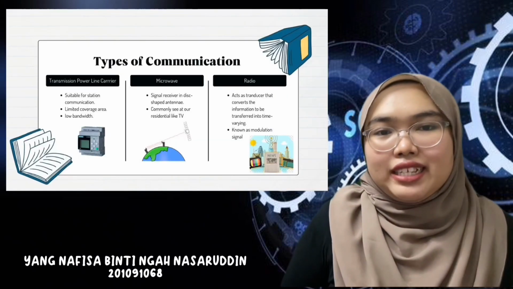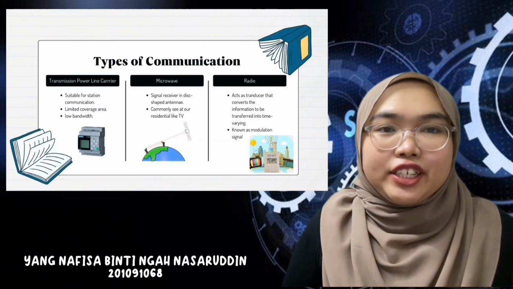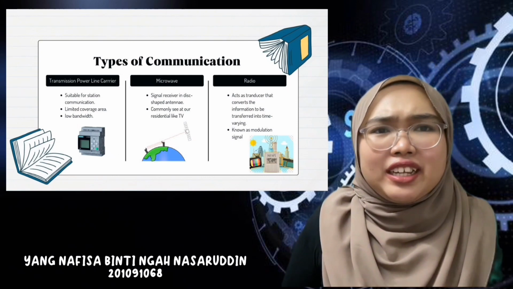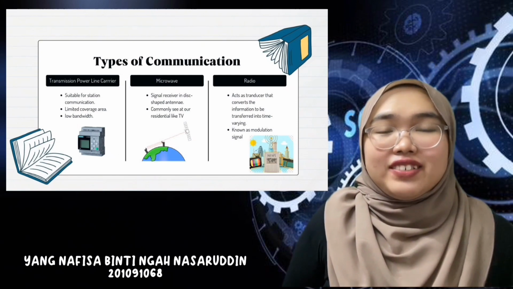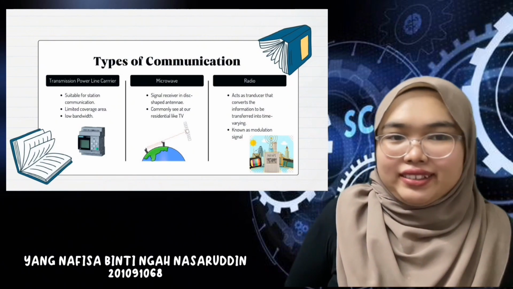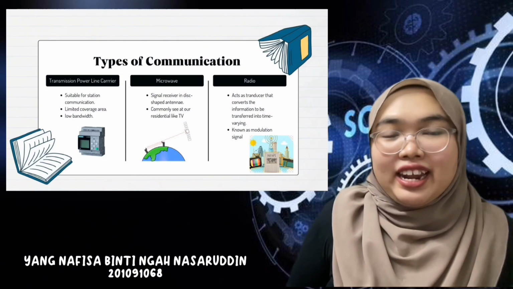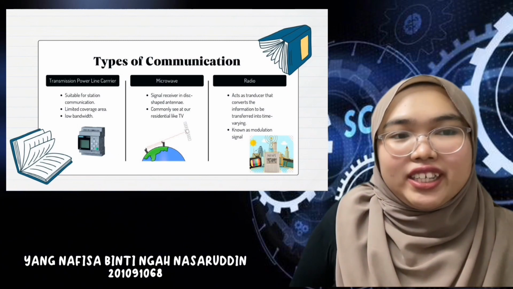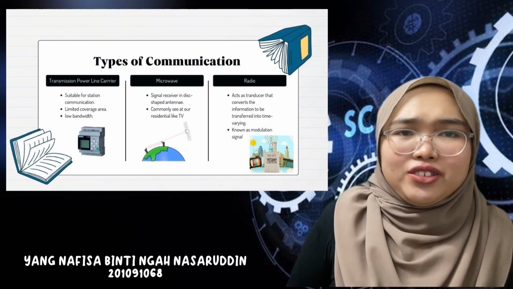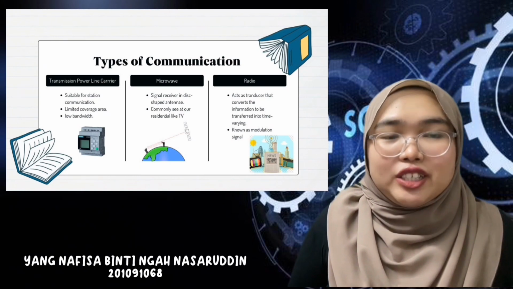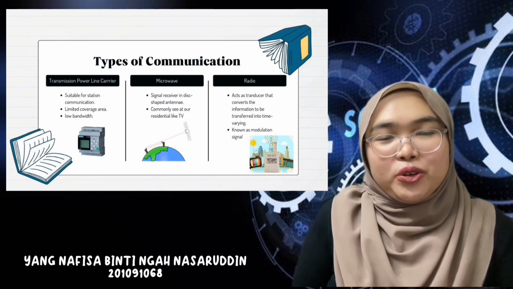Start with the PLC. It is suitable for the station communication, but it has limited coverage and low bandwidth. Secondly, microwave is a signal received in a disc-shaped antenna, and commonly we can see it at our residential like television. And thirdly is radio. It acts as a transducer that converts the information to be time varying and is also known as a modulation signal.